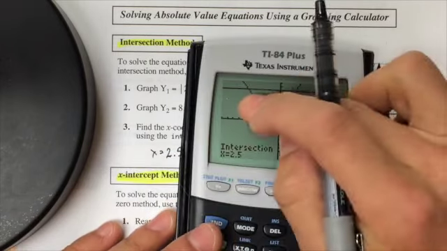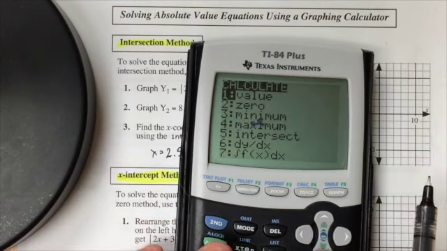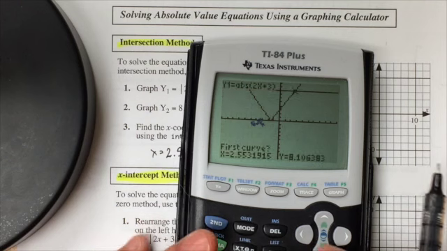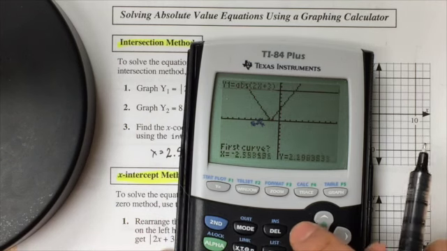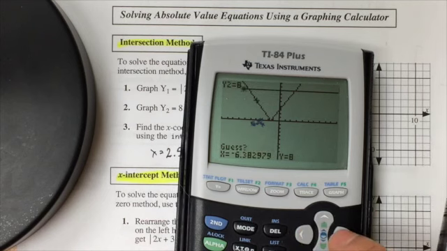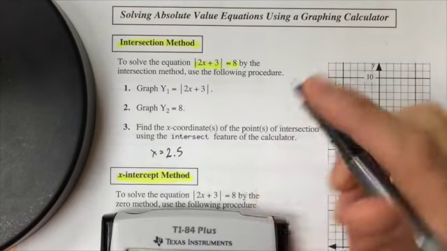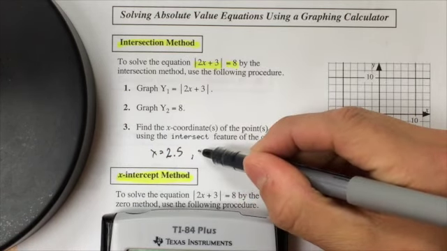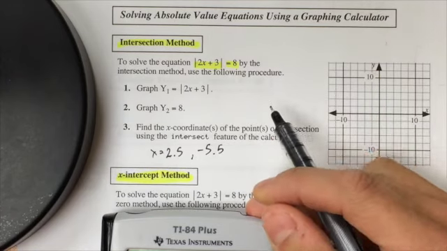And I have one over here as well, and that should be a negative value, so let's see what that's going to be. Same thing, intersection feature, and we go to our first curve over here. So I'm going to call that my first curve, enter it here, my second curve there, and then I have to guess where that is. And we're at negative 5.5. So I have two values of x, 2.5 and negative 5.5.